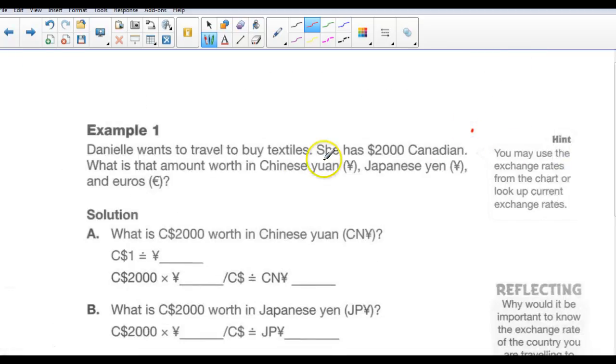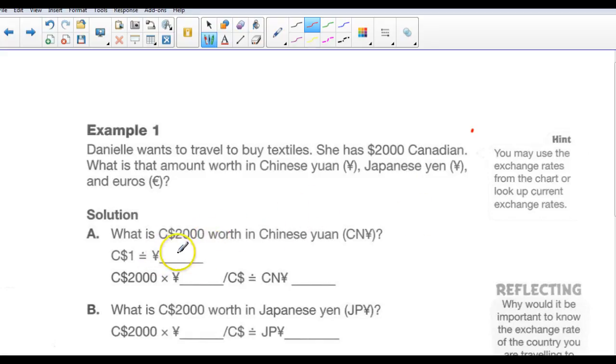Let's go and do an example over here. Danielle wants to travel to buy textiles. She has 2,000 Canadian dollars. What is that amount worth in Chinese yuan, Japanese yen, and euros? Okay, so what is $2,000 Canadian worth in Chinese yuan?